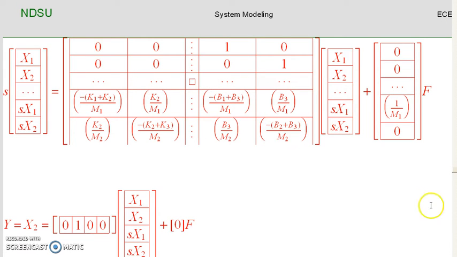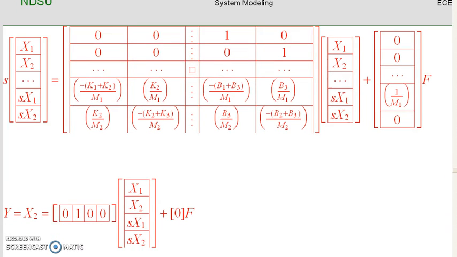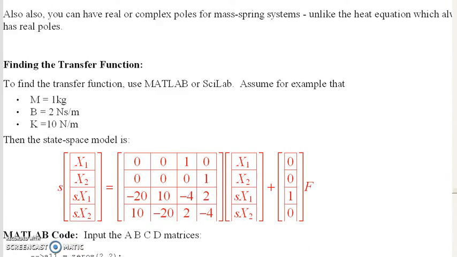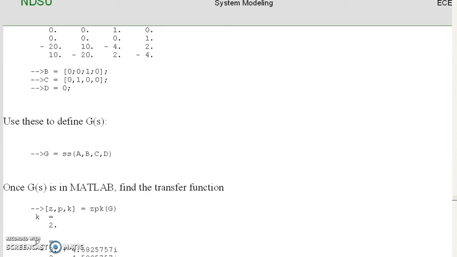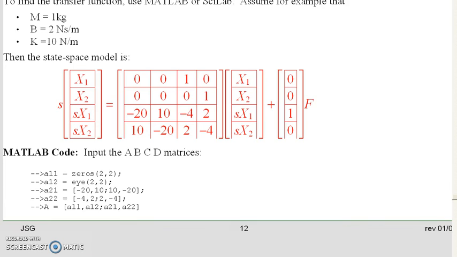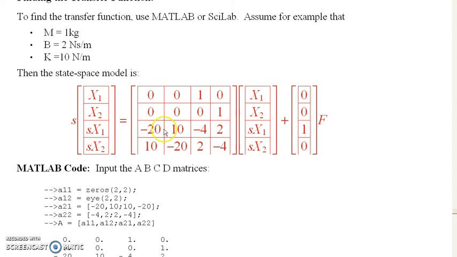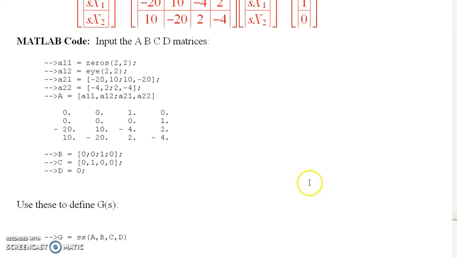Once I get this, I can throw it in Matlab. In Matlab, once you throw in numbers, here's your A matrix, B matrix. Your C matrix is what you're measuring. If I'm measuring state x2, I'll pull off the second state. Input the system in Matlab. So there's your A matrix. Here's your B matrix. I'm looking at state x2.